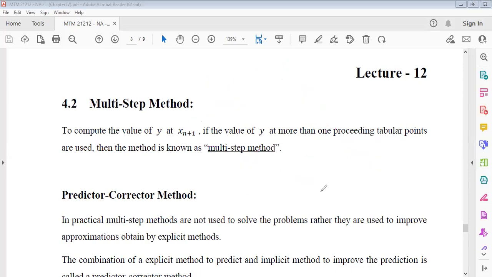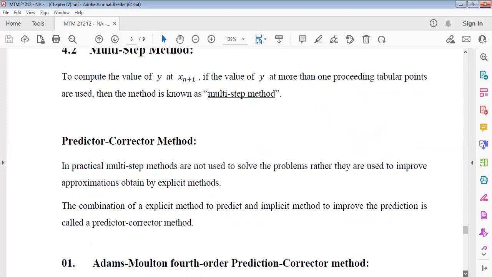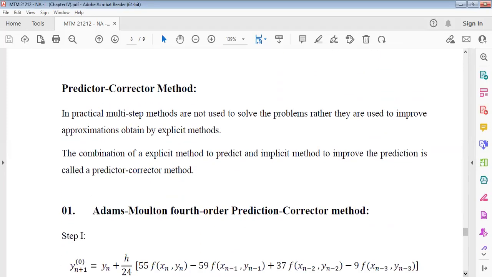On this multi-step method, let's go to another heading, called predictor corrector, or prediction correction. What do we mean by prediction? Prediction means we are approximately thinking what the value will be, then using the prediction we correct, or modify, our value. So this is a method which involves the multi-step method. Let's see what it is.